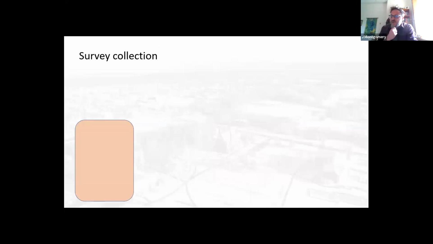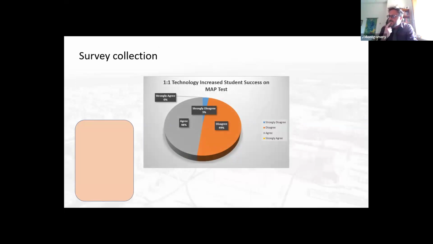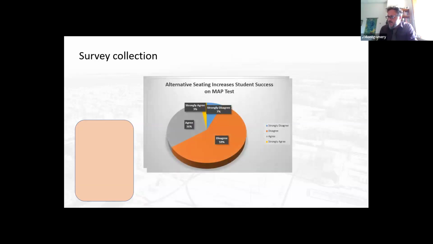So in terms of the survey we collected, we put this into these pie graphs to help it make sense. But when we asked our teachers about these different district policies that the superintendent had enacted, which one of those did they think contributed to student test score increases or decreases? And so when asked about one-to-one technology, again, all students having access to a tablet, it was roughly 50-50 whether they agreed or disagreed that this led to better test scores. When it came to alternative seating, roughly 60% of teachers disagreed that it led to increases in test scores.